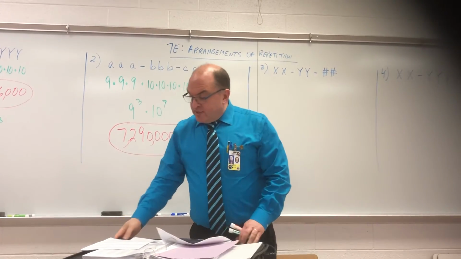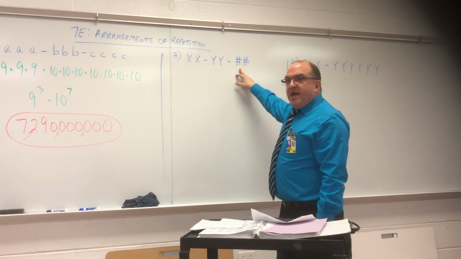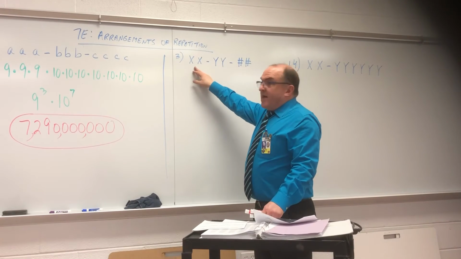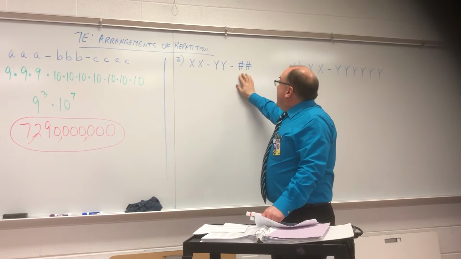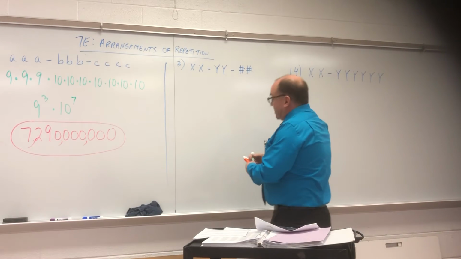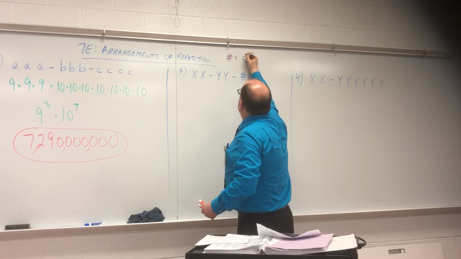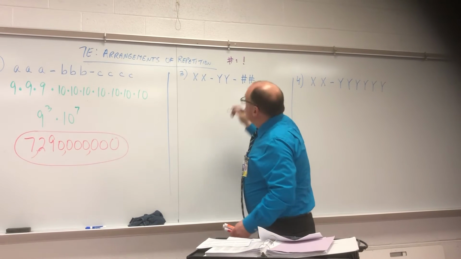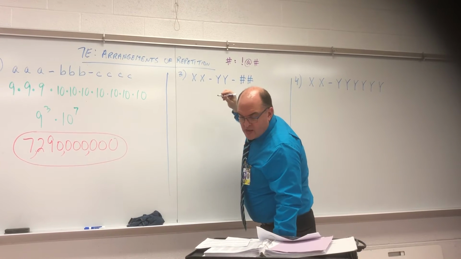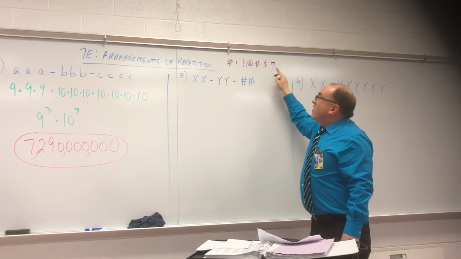And the next one, the question is, how many different codes can be made of the form XX, YY, hashtag, or number sign, or pound, where X represents a letter, Y represents a number, and hashtag represents a special character, which in this case is going to be either an exclamation point, the @ sign, the number sign itself, the $ sign, or the % sign. How many signs are there? 1, 2, 3, 4, 5.